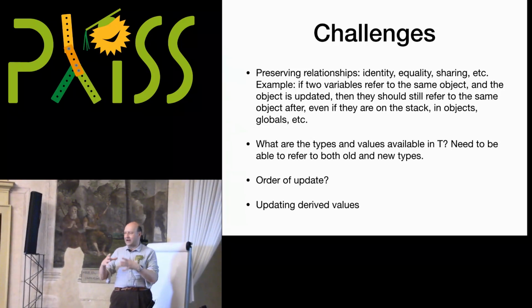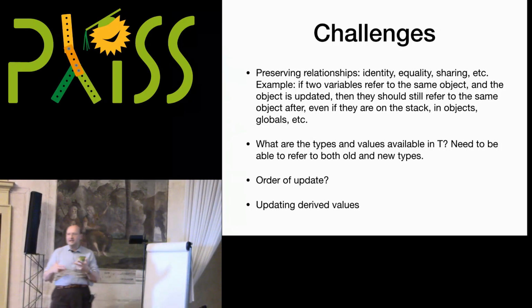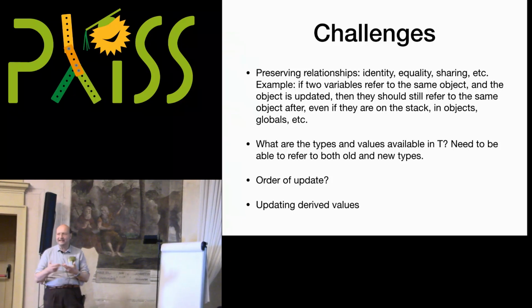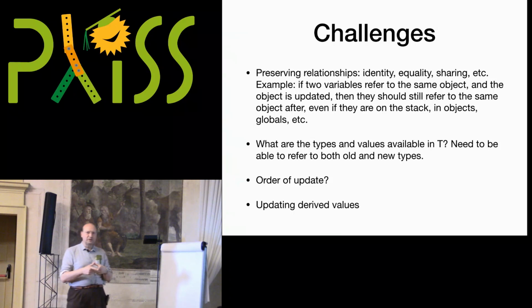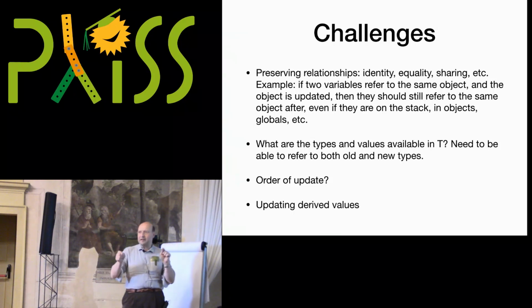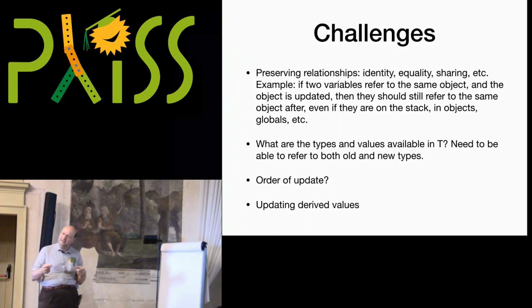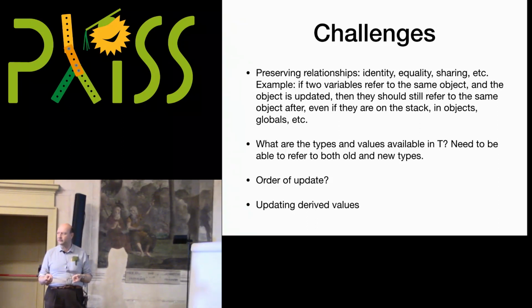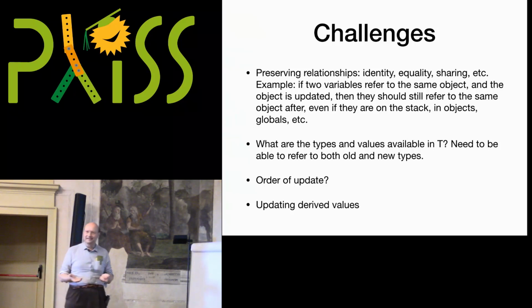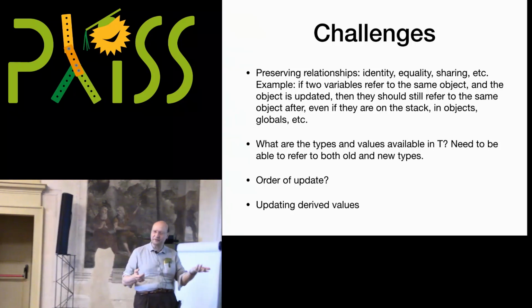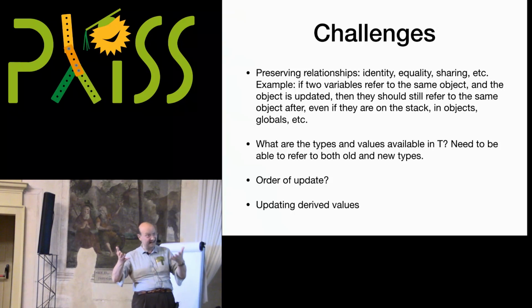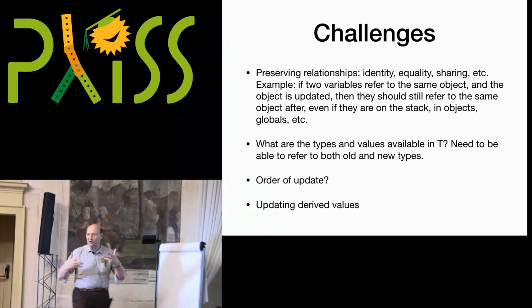When you write this transformer, what are the types and the values available? You're writing a piece of code that deals with two sets of types now, the type before and the type after, because it's a function from type to type. These types probably have the same name in the program, so how are we going to name them? You can't just use the name that was in the first version and the name that was in the second, because it's the same name.